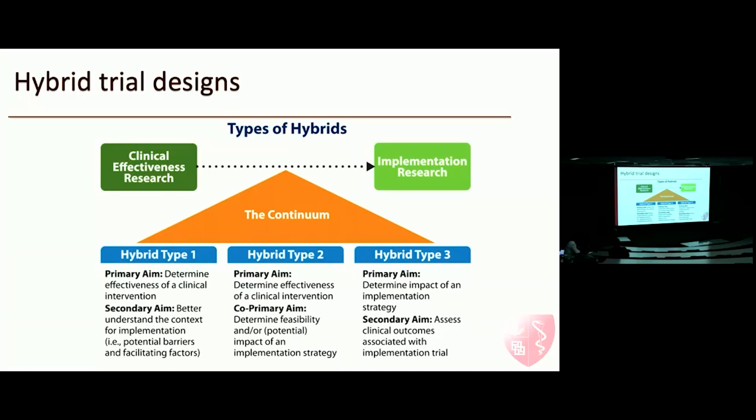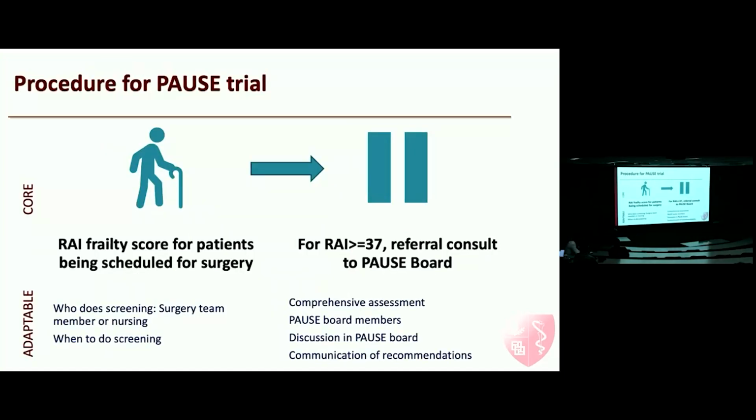Hybrid 2 trials are co-primary aims. Usually you're studying effectiveness and implementation to the same degree. And hybrid 3 trials are mainly implementation trials, and the secondary aim could be to confirm effectiveness, or see if it is truly effective in a larger design. But that's the continuum. So in hybrid trials, you usually will find there's a core design element and there's an adaptable design element, and that's what we did.